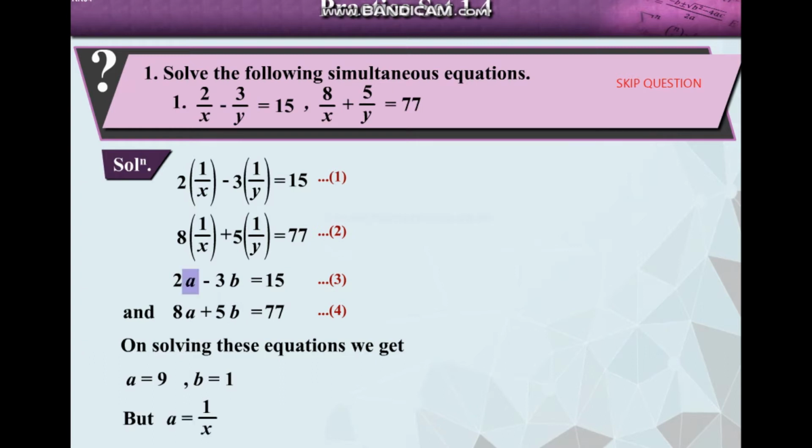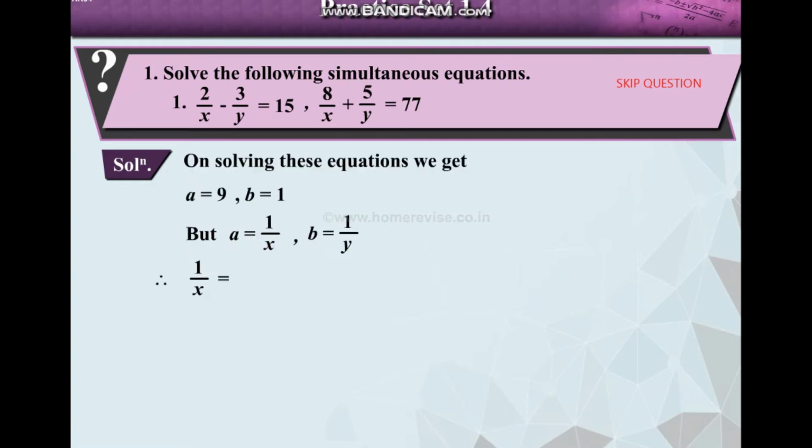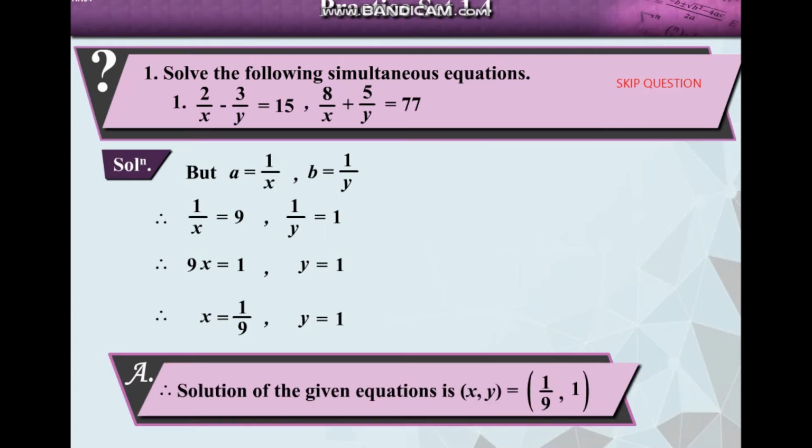But a is equal to 1 upon x, b is equal to 1 upon y. Therefore, 1 upon x is equal to 9. 1 upon y is equal to 1. Therefore, 9x is equal to 1. 1 is equal to y. Therefore, x is equal to 1 upon 9, y is equal to 1. Therefore, solution of the given equations is (x, y) is equal to (1 upon 9, 1).